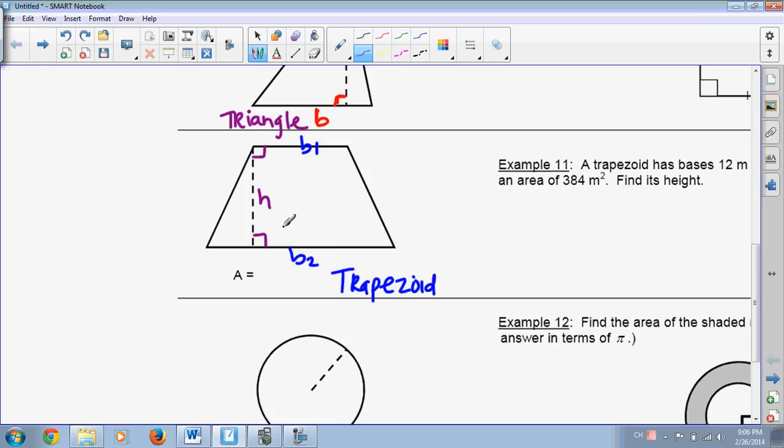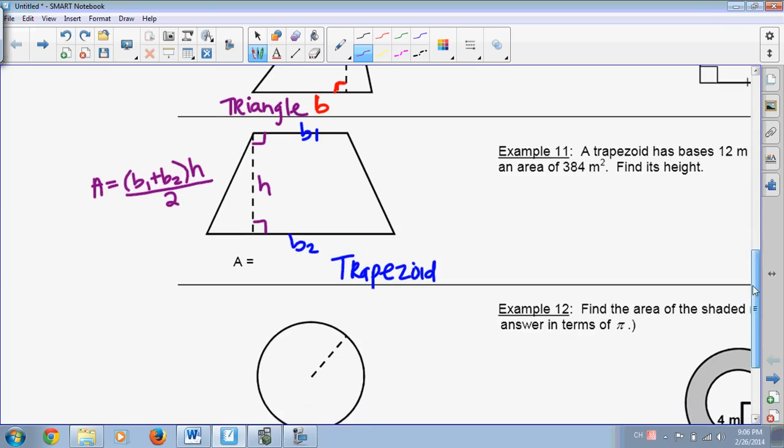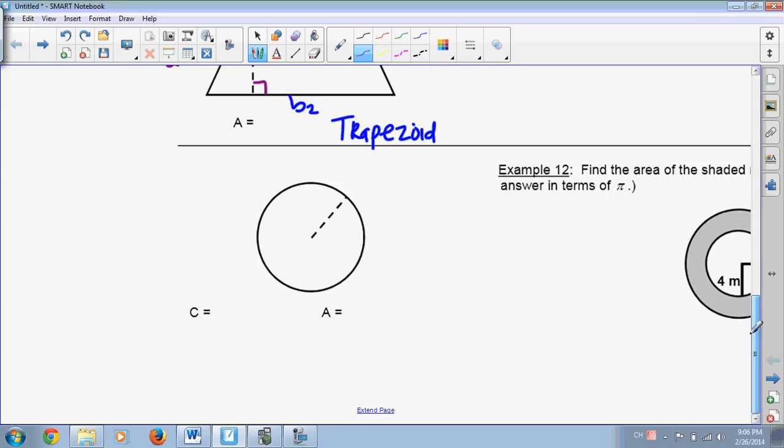Okay, so the formula for a trapezoid is, I'm going to need a little more space, so I'm going to write it over here. B1 plus B2. Notice I put adding those two bases together in parentheses. You have to do that first. Times the height, and then divide it all by 2. So that is the formula for the area of a trapezoid.